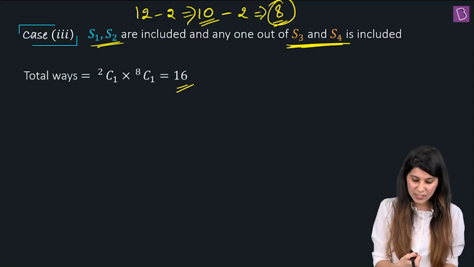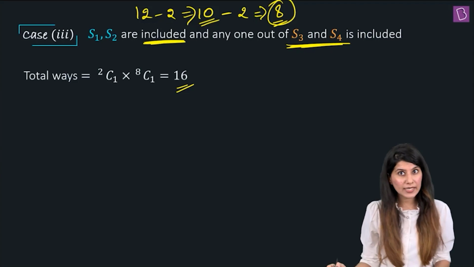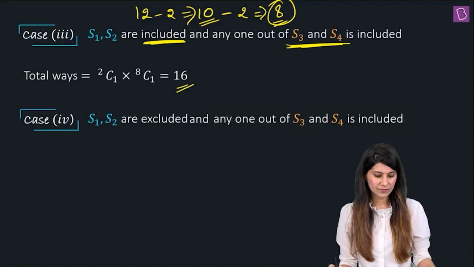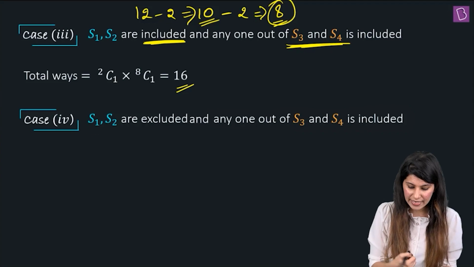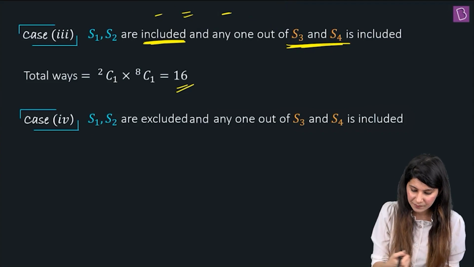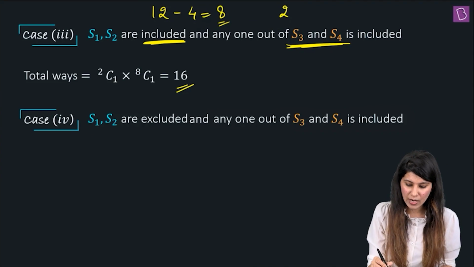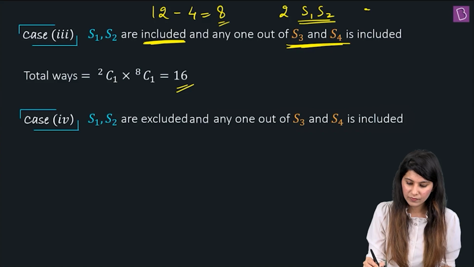Last case, when S1 and S2 are excluded this time and 1 out of S3 and S4 is included. So S1 and S2 are excluded. So 12 students are there. And 4 are, let's subtract these 4, 8 are there. 2 are S1 and S2. 2 are S3 and S4, right?